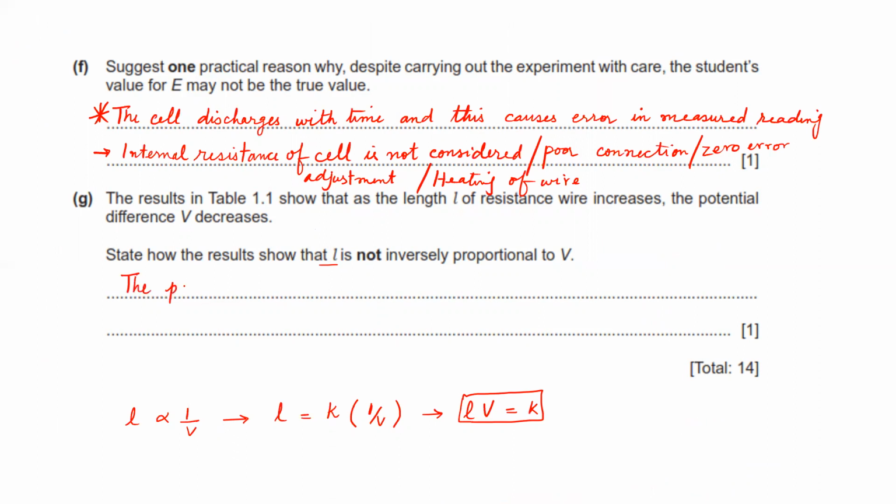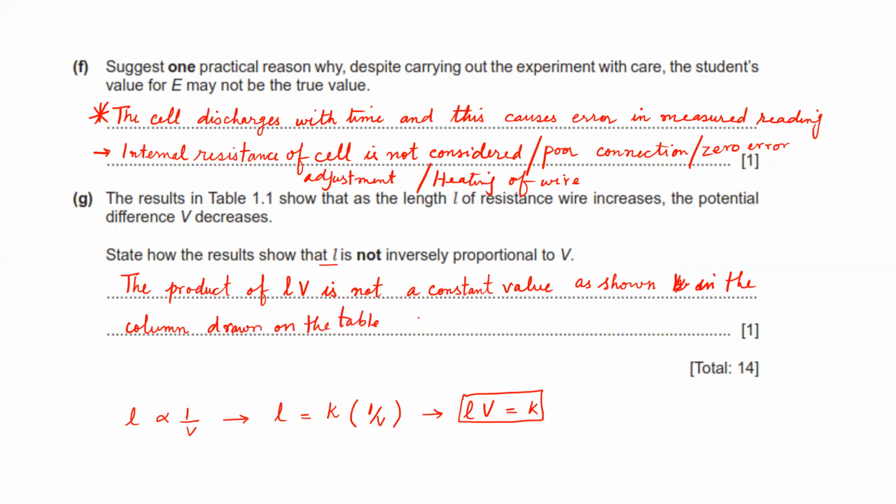the product of length to V is not a constant value as shown in the column drawn on the table 1.1. It can be one reason.